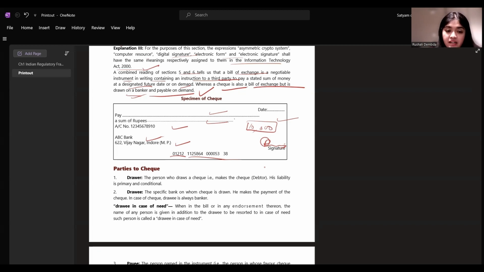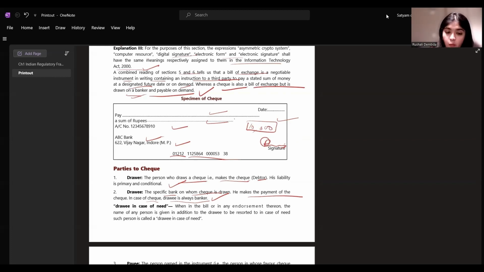Here there are two parties involved. Drawer, the person who draws a check, that is, makes the check, is the debtor. His liability is primary and conditional. They have to pay them. The specific bank on whom the check is drawn makes the payment on the check. In case of check, drawee is always a banker. Drawee is always a banker. Okay. Drawer is the one who makes the check, and drawee is always a bank.